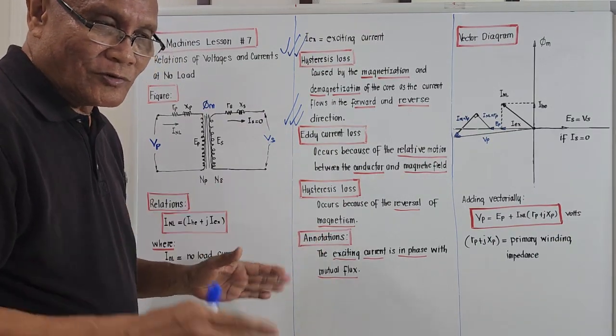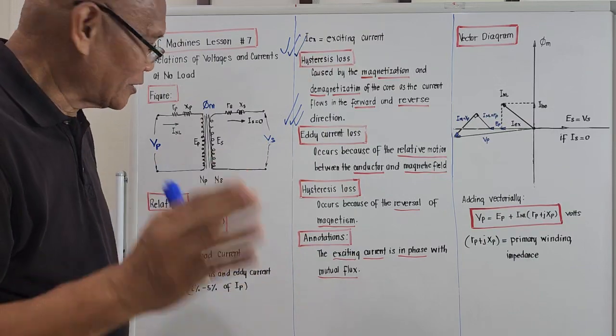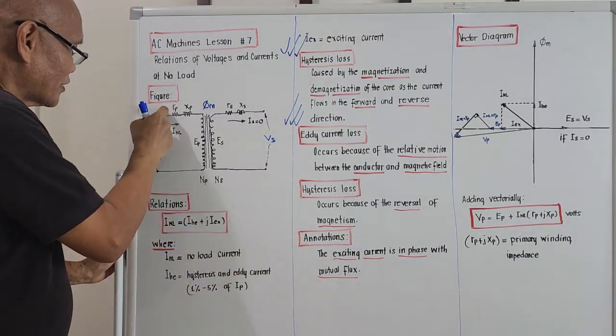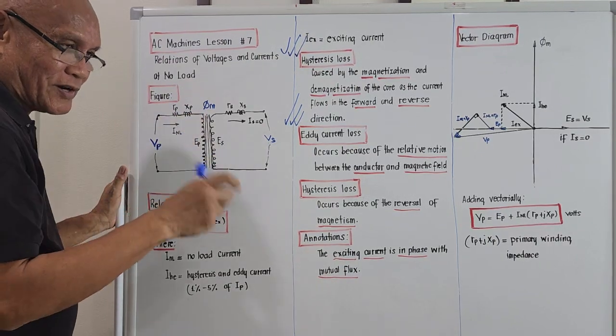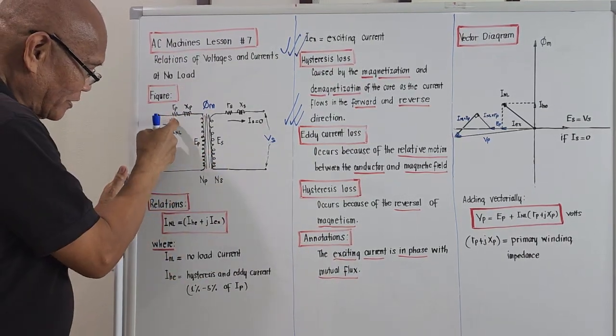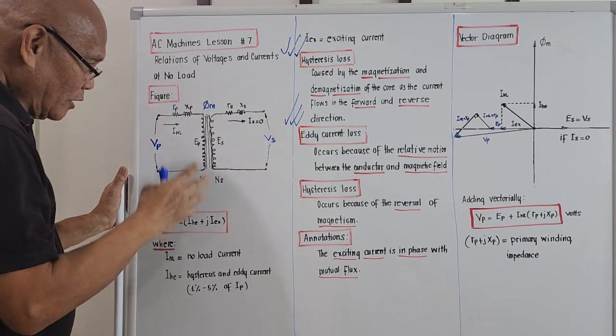So in the computation of voltages, we have to consider these two values here, because there is an effect, right? That's why there is this so-called voltage drop due to these two. Okay? What's next?